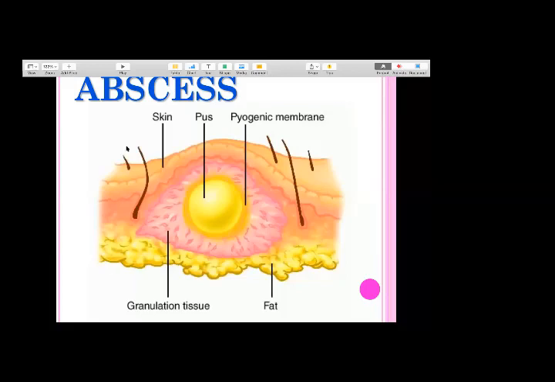Alright, here's the picture of the abscess. In the center, the core is the pus. Around it you can see the ring of tissues, right? Next to the pus is the pyogenic membrane of the pus.